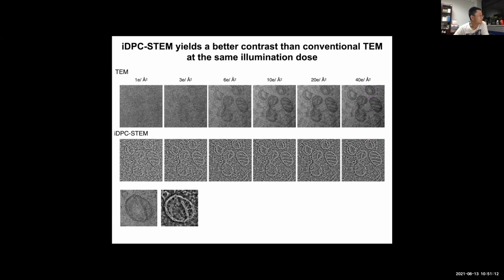But how about the ITP system imaging? As you can see, the contrast is greatly improved, and we can also see some membrane protein complex located on the outer membrane of mitochondria. We can also see a lot of structural details inside the mitochondria.